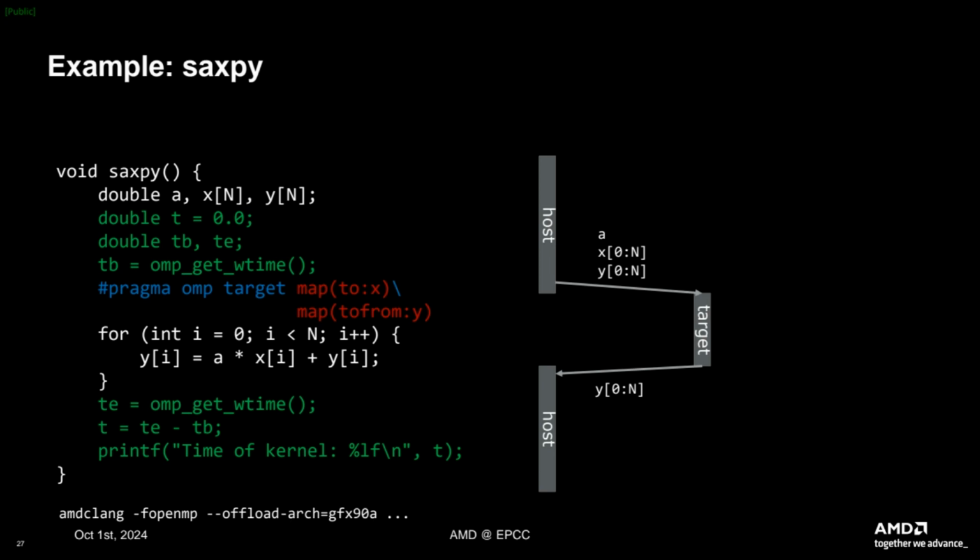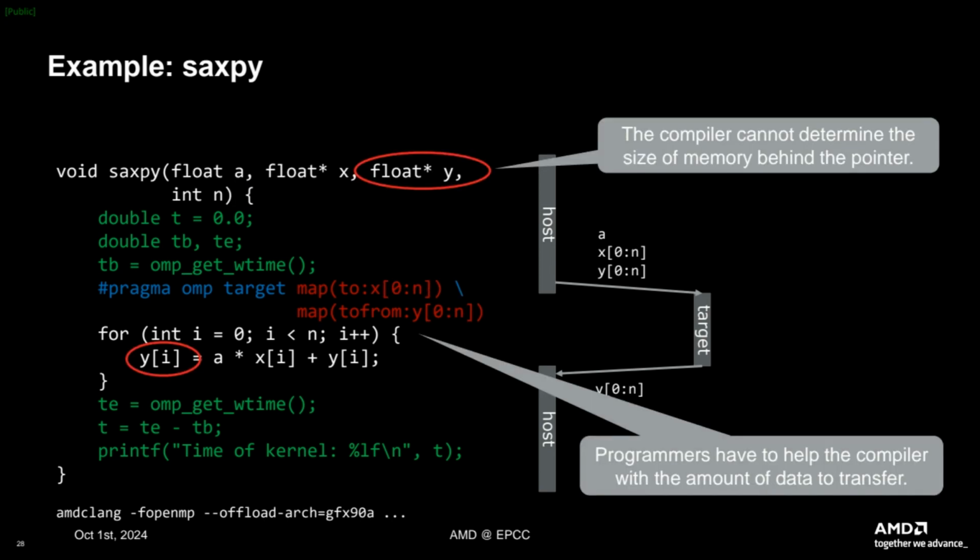One thing you have to be careful with is if you use pointers. The compiler cannot see how large this pointer may be. So you have to pass the size also to the map clause so that the compiler does know how much data has to be copied. This is important, especially as it's used much in C.